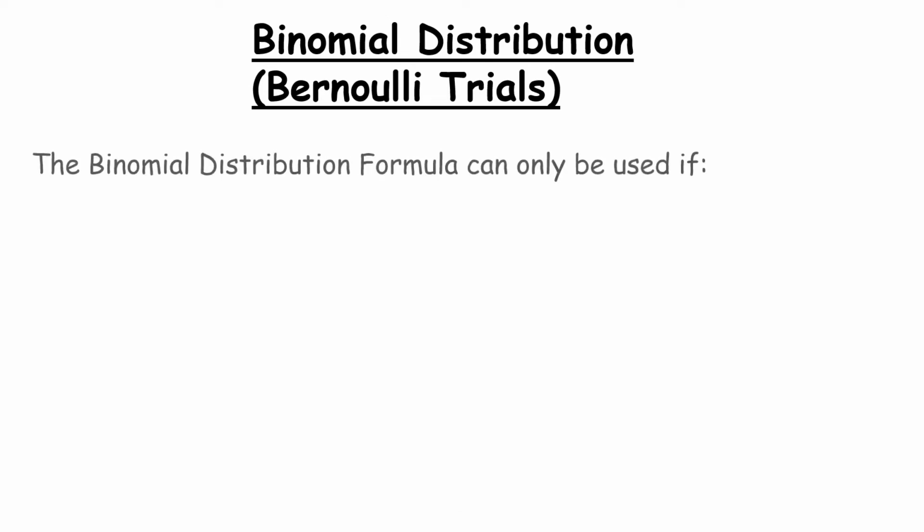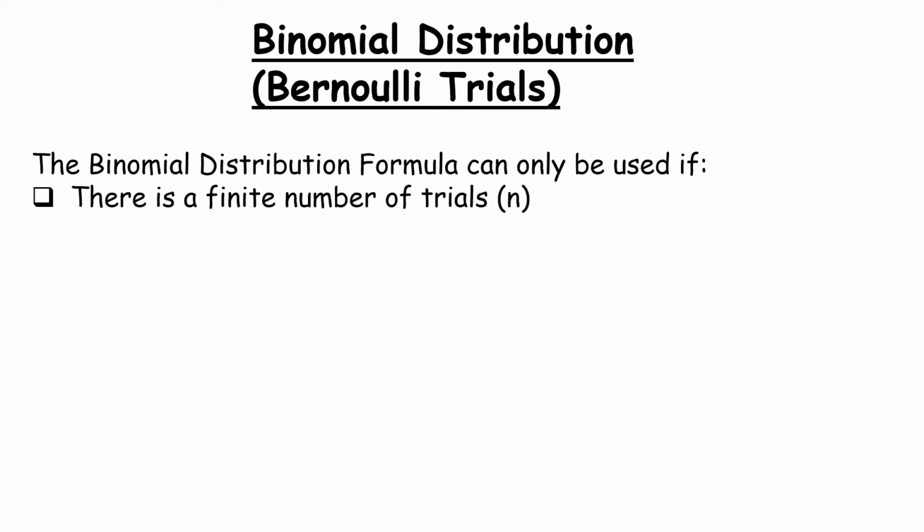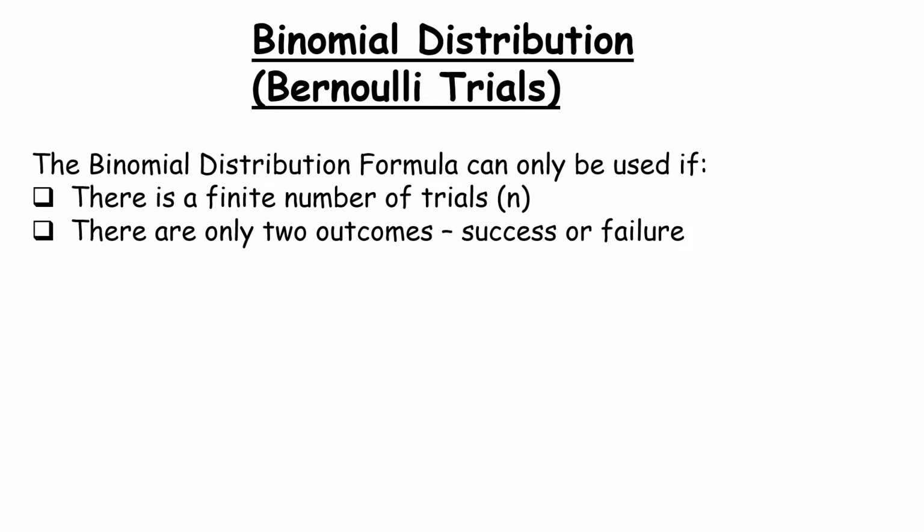So when we're working with the binomial distribution, it's important to understand when it can be used. It can only be used if there's a finite number of trials. What we mean by this is it's not possible to use it if we want to keep going until a certain event happens. There are only two outcomes, that's why it's called a binomial distribution, two outcomes, and they are success and failure. So success is what we want, failure is what we don't.